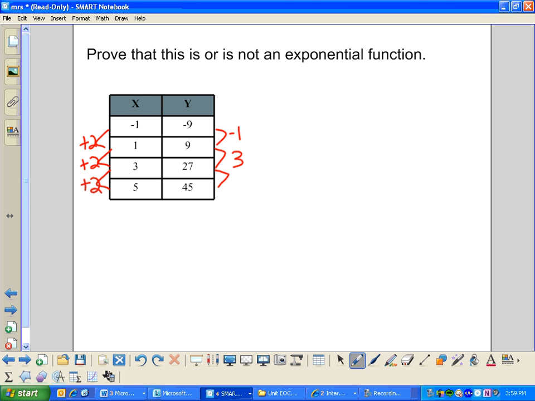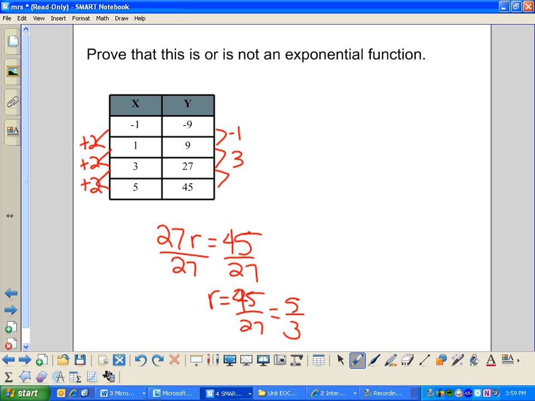9 times what gives me 27? 3. 27 times what gives me 45? Oh, I got to write an algebra equation for that one. So 27 times r for ratio, I'll just say, equals 45. I got to figure out what r is. So how do I get r by itself? Divide by 27. And I get r is 45 over 27, which is, divide both by 9, I get 5 over 3.